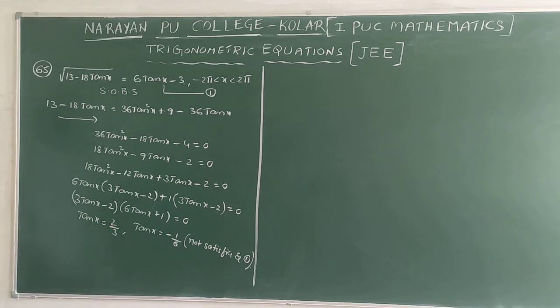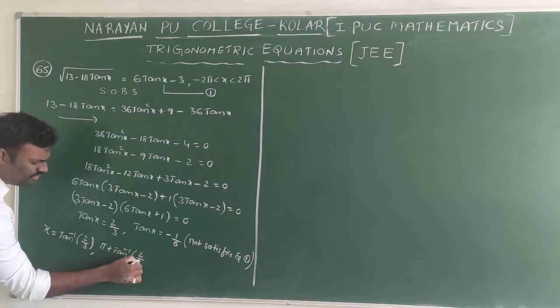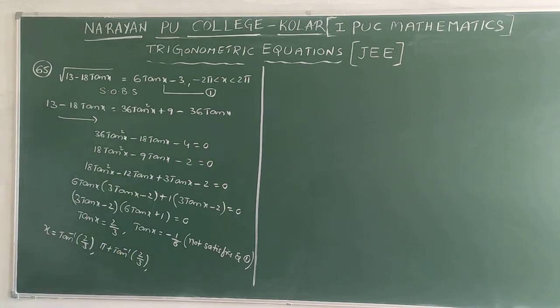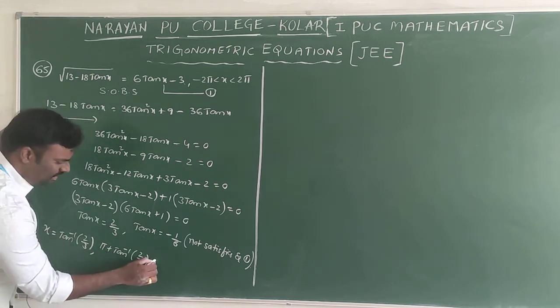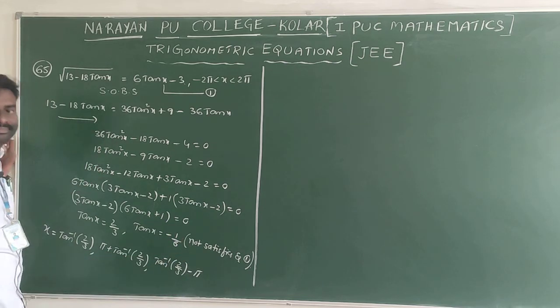2 by 3 is positive. But here they have given minus 2 pi to plus 2 pi. So I will get generally x is equal to tan inverse of 2 by 3. Obviously, we will get one value. Next here tan is positive in which quadrant? Third quadrant. That's why I can write pi plus tan inverse of 2 by 3 you will get. So that is 2. Next here one more, I am taking tan inverse of 2 by 3 minus pi.